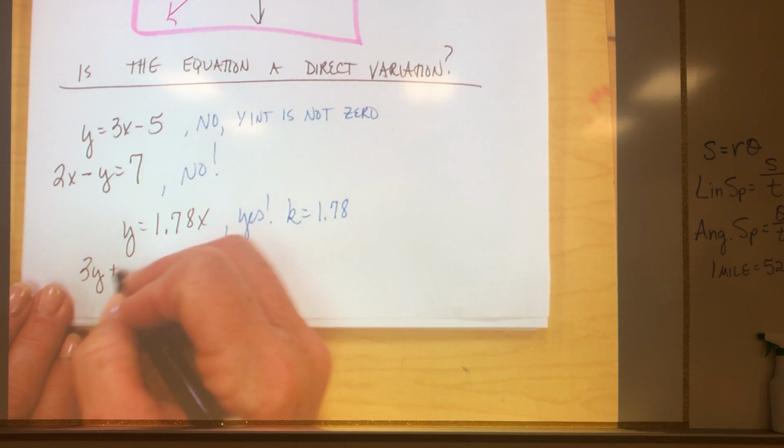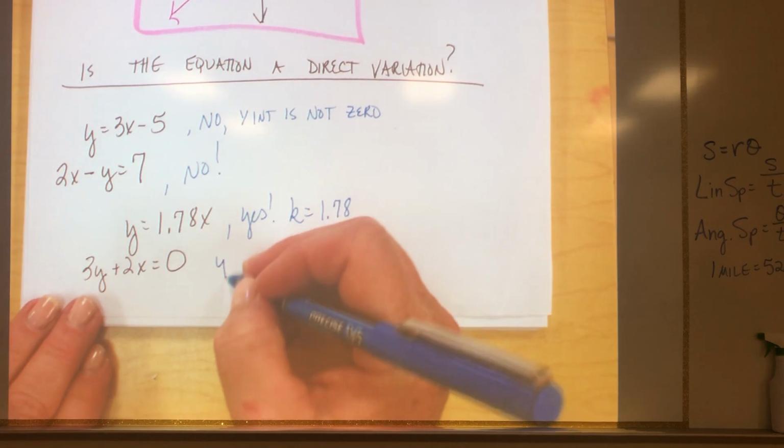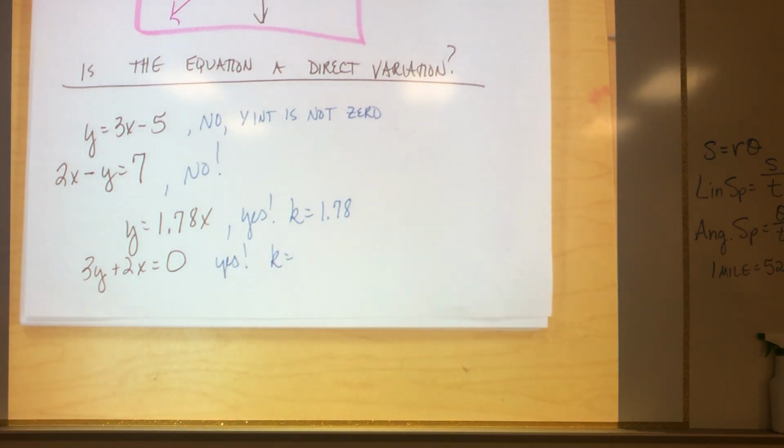3y plus 2x equals 0. Is that a direct variation? Okay. What's the constant of variation? Negative 2. Oh, 2/3, -2/3. There you go.